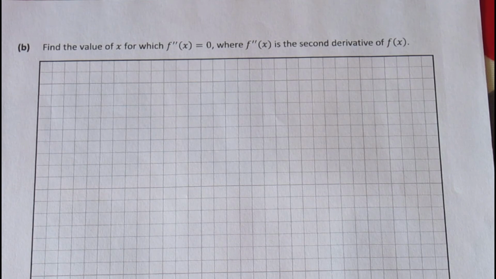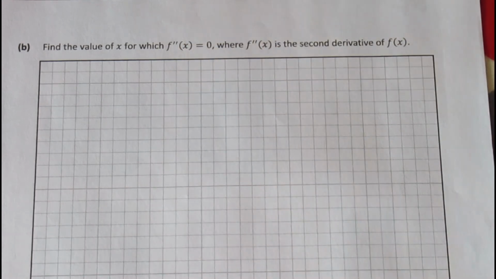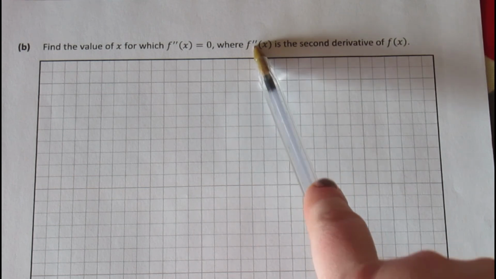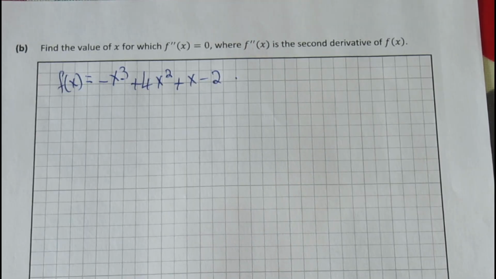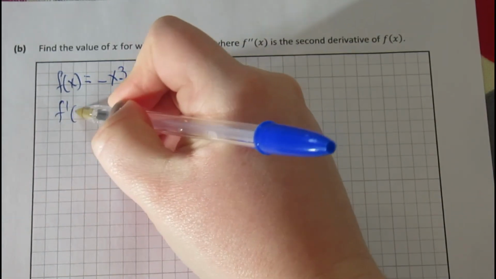Now looking at part B, we're asked to find the value of x for which the second derivative of the function is equal to 0. So how nice of them, they actually tell us that f dash dash x means the second derivative of f of x. I'm going to write down the original function f of x first. Now that I have the function written down, I'm going to find the first derivative of it, which we will call f dash of x.